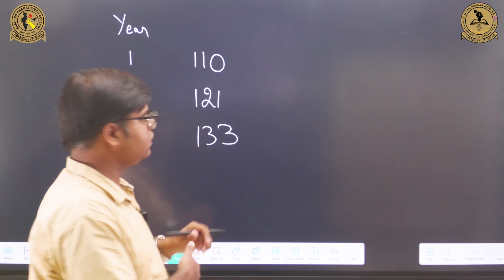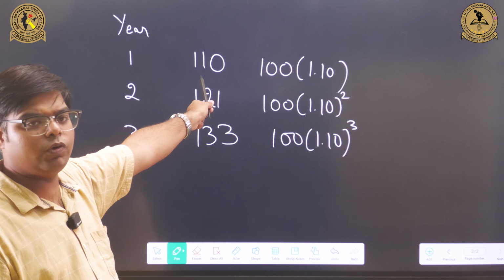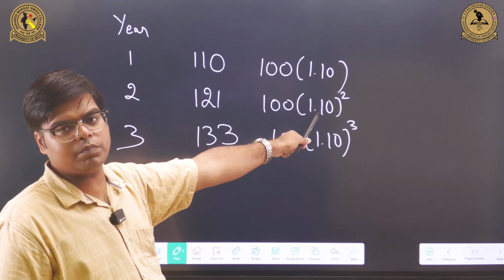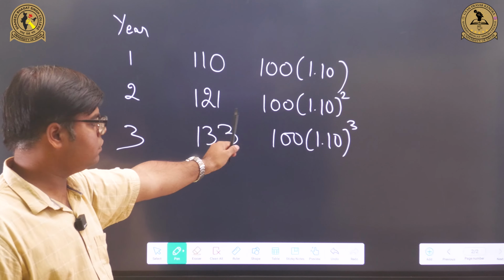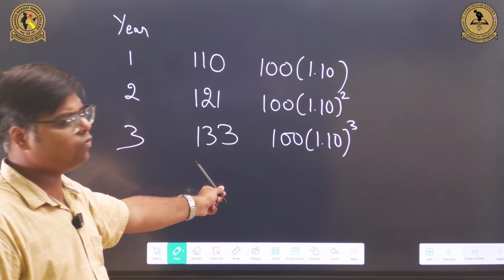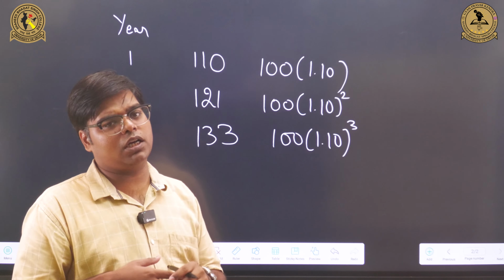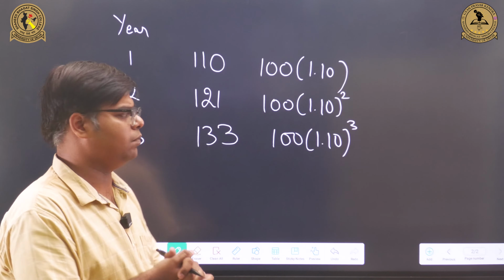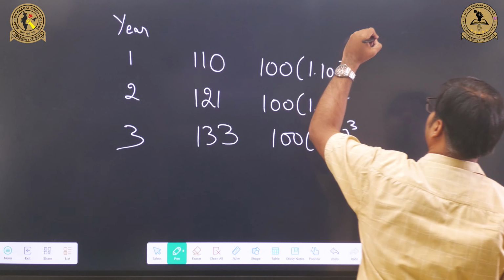How have we calculated? 100 rupees multiplied by 1.10 will give you 110. 100 rupees multiplied by 1.10 raised to power 2 will give you 121. 100 multiplied by 1.10 raised to power 3 will give you 133 rupees. So the 100 rupees invested will become 133 rupees after 3 years, assuming the compound interest rate as 10% per annum.